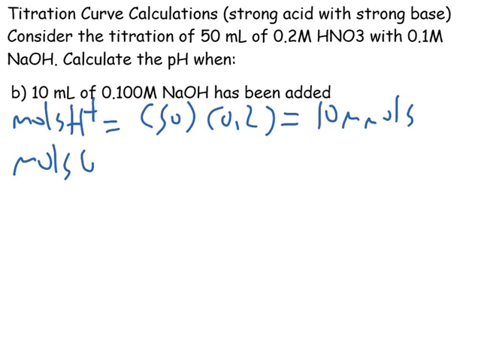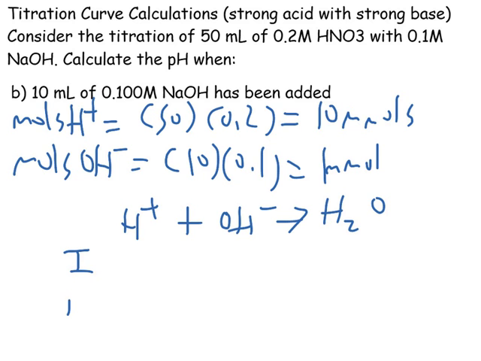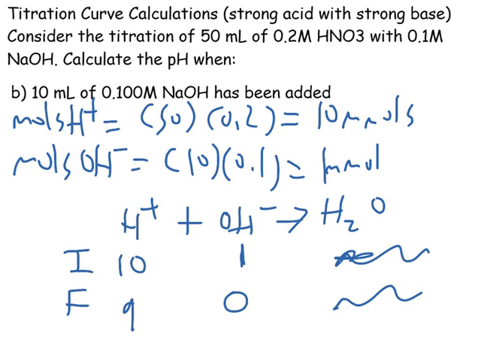And for hydroxide ions, we do the same thing. It's going to be 10 times 0.1. That's going to be 1 millimole of hydroxide ions. So now H plus is going to react with OH minus to form water, and so let's do initial and final. It's going to start off 10 here, 1 here. What's important to know is that these two are going to react, so the amount of moles is going to decrease. So this is going to go to 9, and this is going to be 0. So now we know that we have 9 millimoles of H plus.